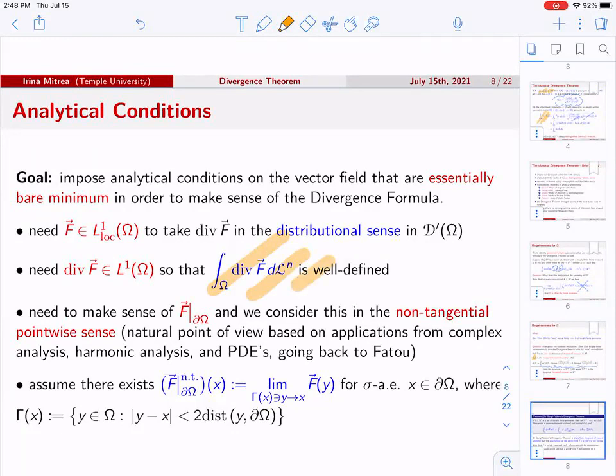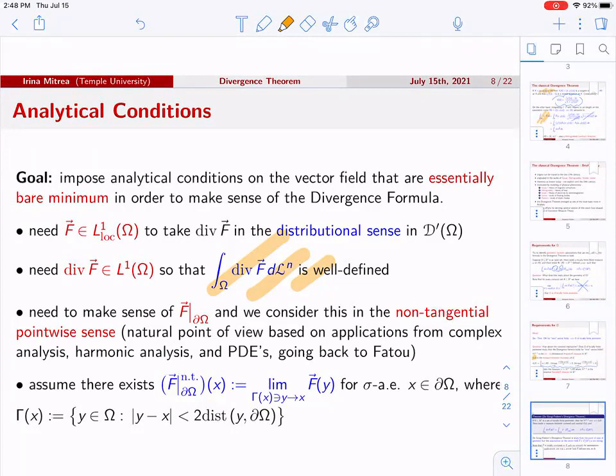I need to make sense of F restricted to the boundary, and here I'm going to consider this in the non-tangential pointwise sense. This is a natural point of view based on applications coming from complex analysis, harmonic analysis, PDEs, going back all the way to Fatou.